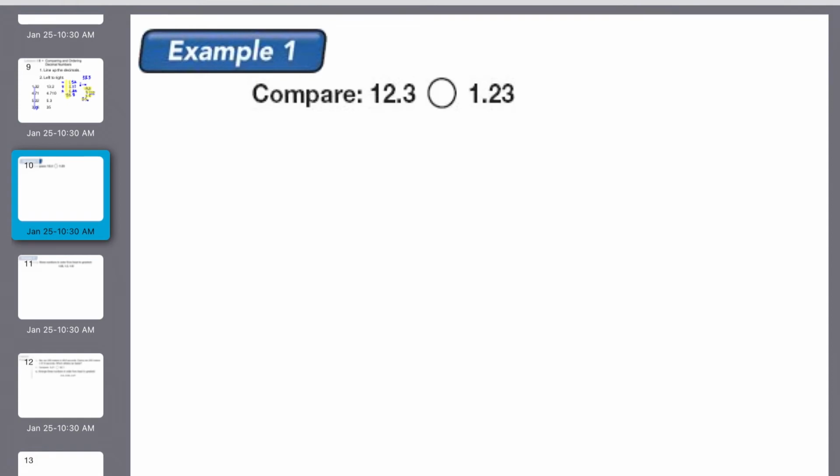So example 1, we have 12.3 or 1.23. Which is larger? If you just line up the decimals, 12.3, 1.23, then it's easy to tell that 12.3 is the larger number.